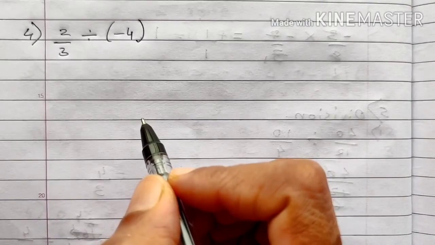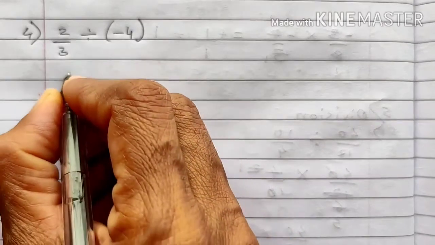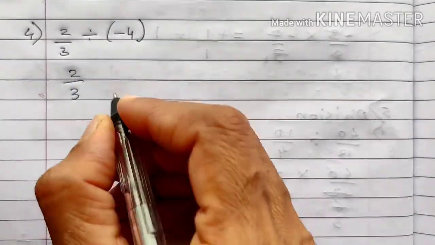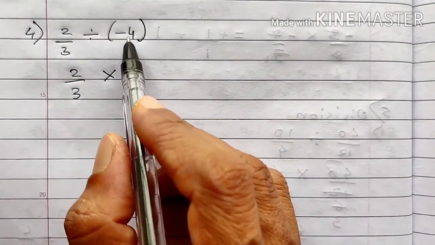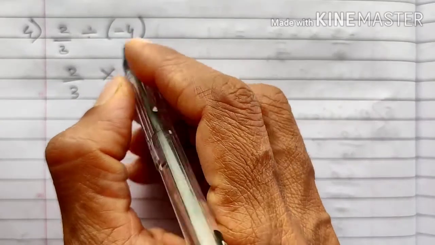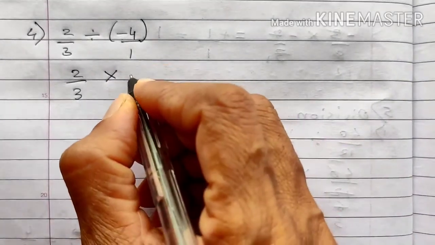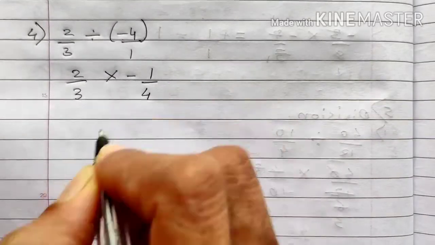Okay. Coming to the next one, you have 2 upon 3. So write the fraction as it is. Convert the division sign into multiplication and take the inverse of the second fraction. You have minus 4. Okay. Minus 4 is nothing but minus 4 upon 1. So what is the inverse of that? It is going to be minus 1 upon 4.